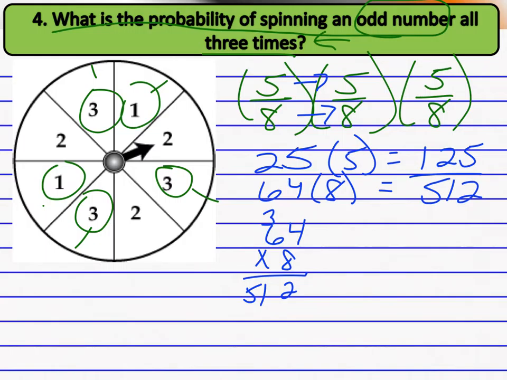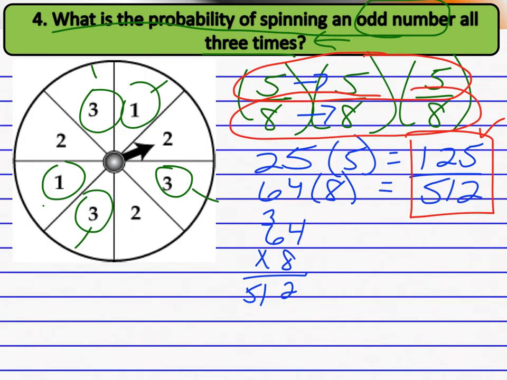Okay, so now to go over it again. To get your final answer of 125 over 512, you multiplied your numerators, 5 times 5 times 5 again, and you got 125. You multiplied your denominators, 8 times 8 gets 64, times 8 again, and you get 512. It cannot be simplified, so it is just your final answer.